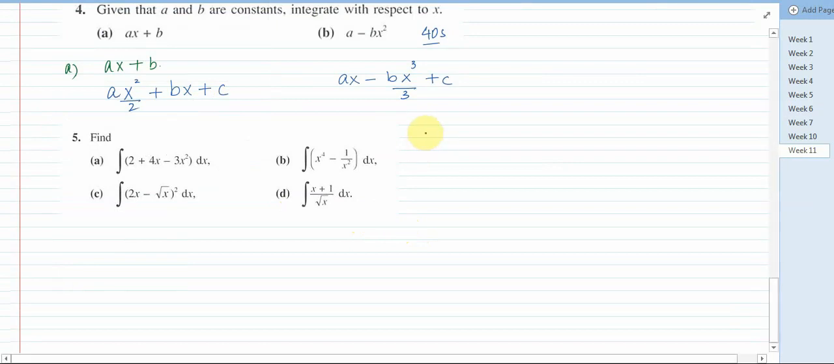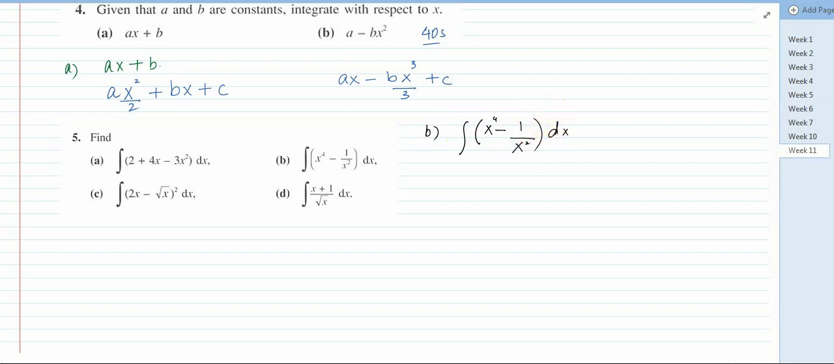Part B, it says integral of x⁴ minus 1 over x² dx, right? We need to integrate it, but before that we need to simplify it. So I can say that it's x⁴ minus, when we shift x² to the numerator, it will be x to the power minus 2, and dx in the sign of integral present. Now the function is ready to integrate.